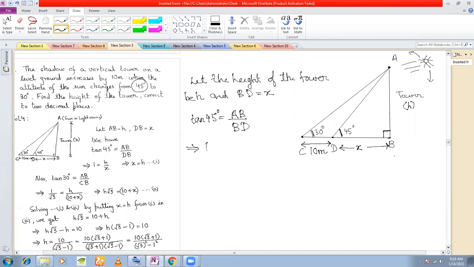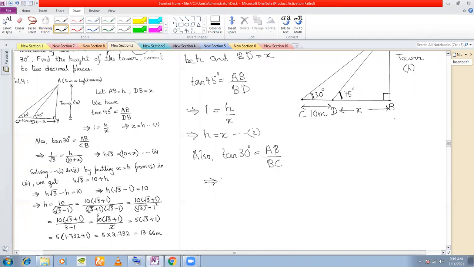Now, tan 45 you know is 1, and AB is h and BD is x. That means h is equal to x. This is my first equation. Okay. Also, now consider the 30-degree angle. Tan 30 is equal to AB by BC.